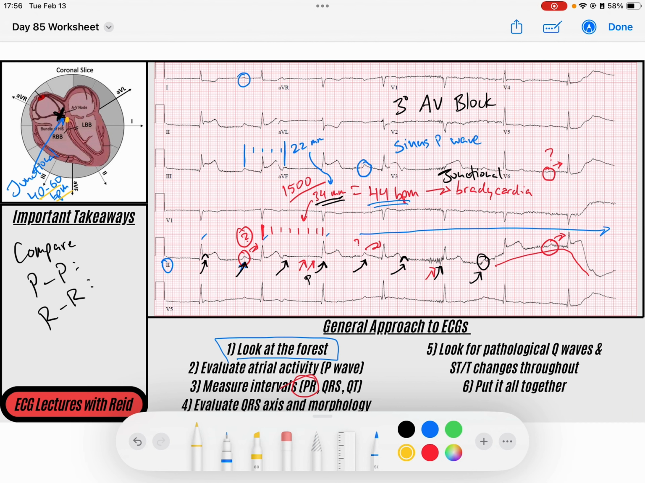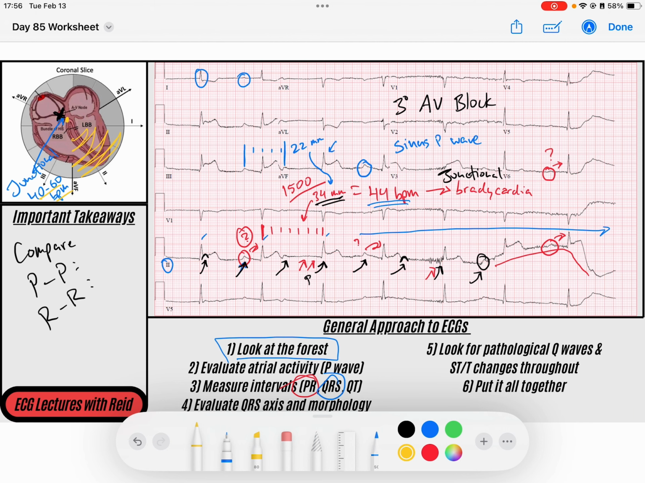Alrighty. Next thing we're going to do is we're going to look down at our QRS complex. We see our QRS is upright in lead 1. It is upright in AVF. So we have a nice normal QRS axis that's going down and to the left here in our axis little calculator.